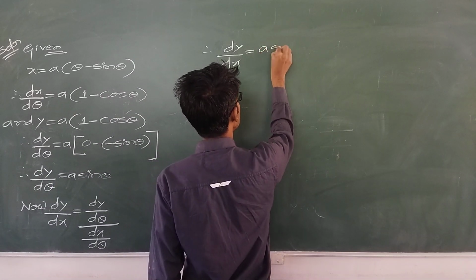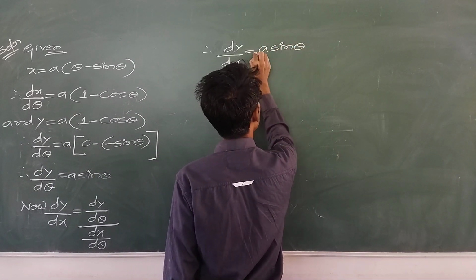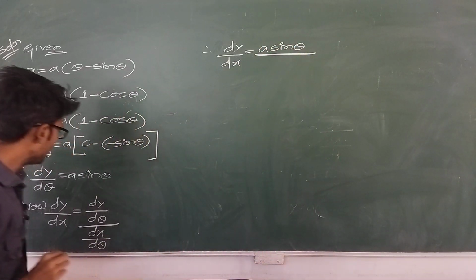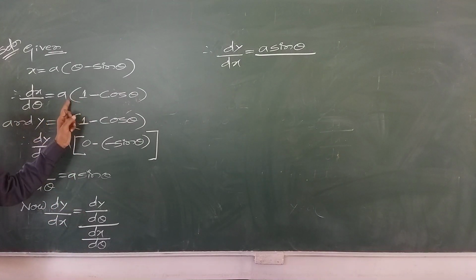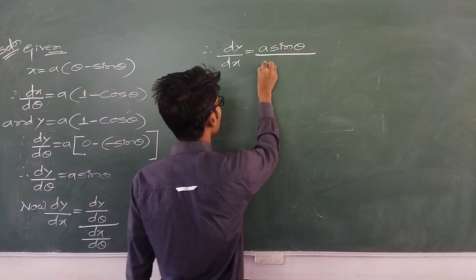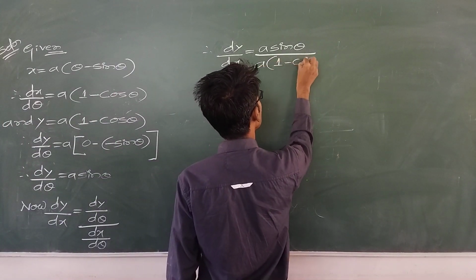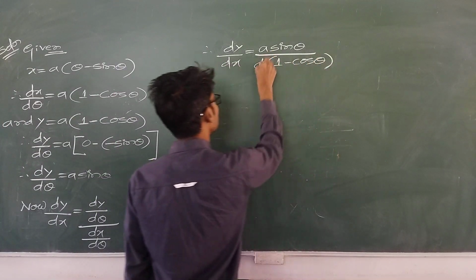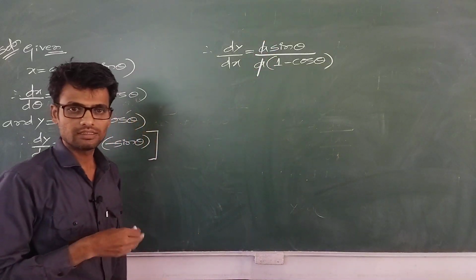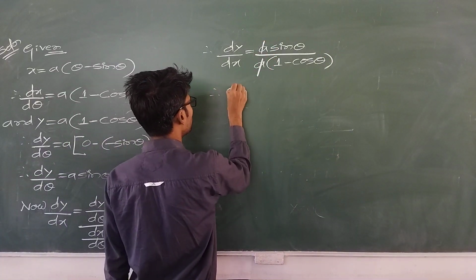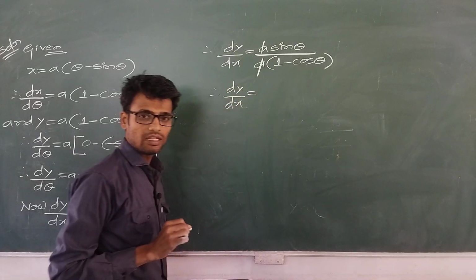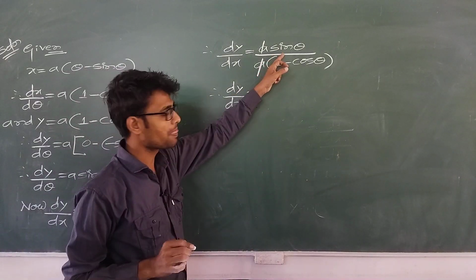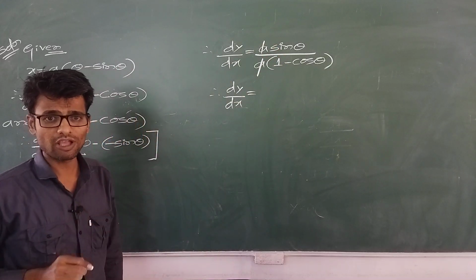So you write a sin theta. Next, divided by dx by d theta. dx by d theta is a times (1 minus cos theta). This a gets cancelled. So therefore I will write dy by dx is equal to sin theta over (1 minus cos theta). So the half angle formula I have to use.